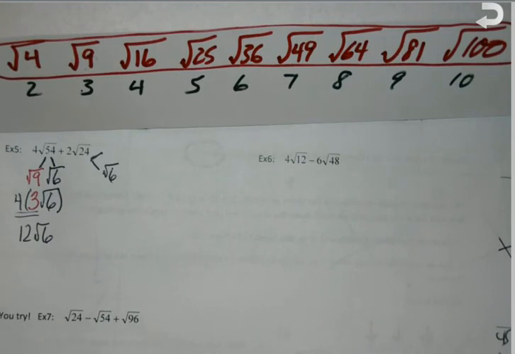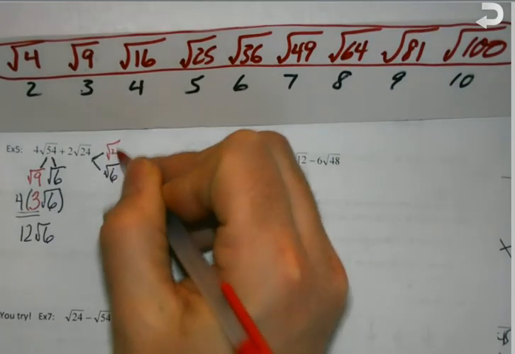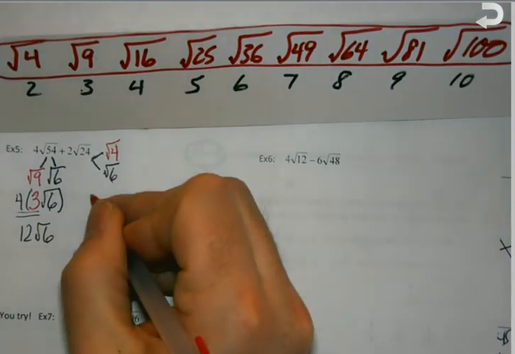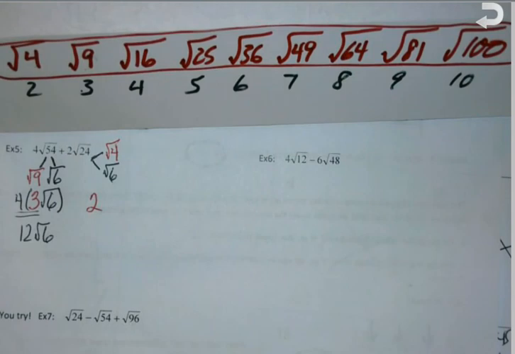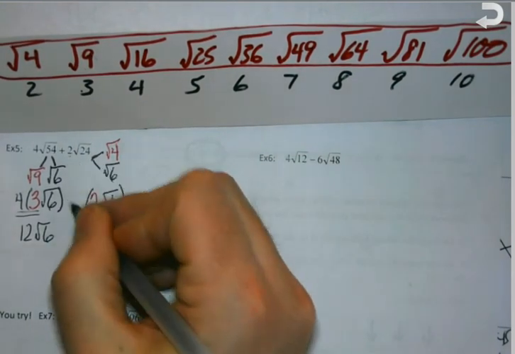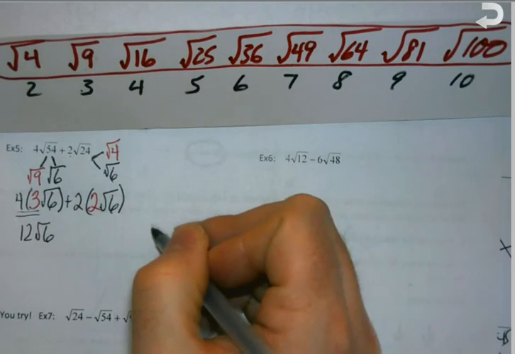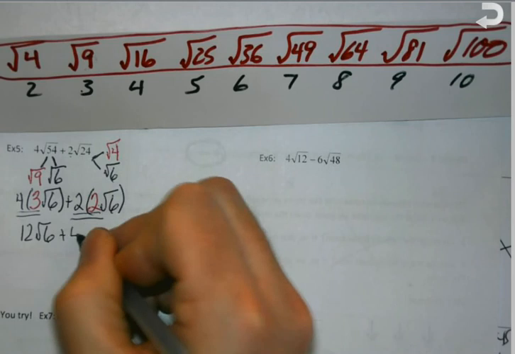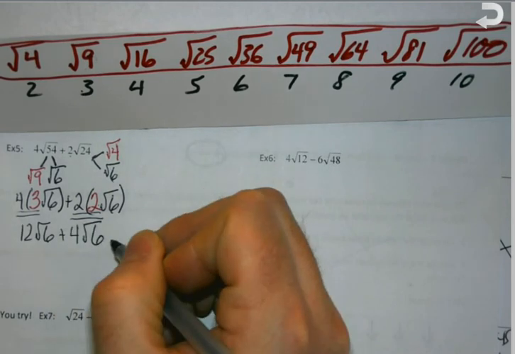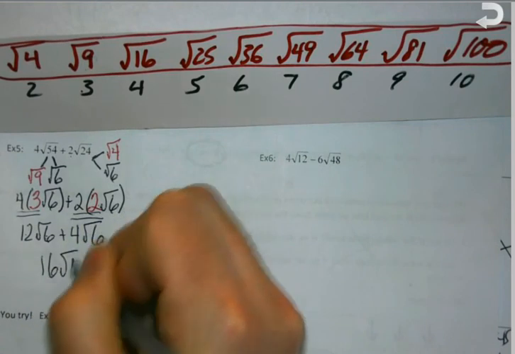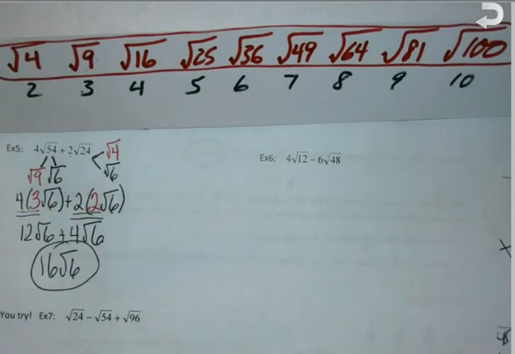6 times what gets me to 24? 4. What a coincidence. It's in the list. So I've got the square root of 4, which is 2. Square root of 6. But there's a number in front. Multiply the numbers in front. 2 times 2 is 4. And hey, hey, hey, like terms. 12 plus 4 is 16, and I am done with that.